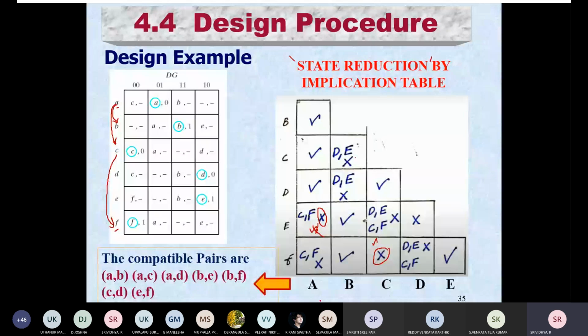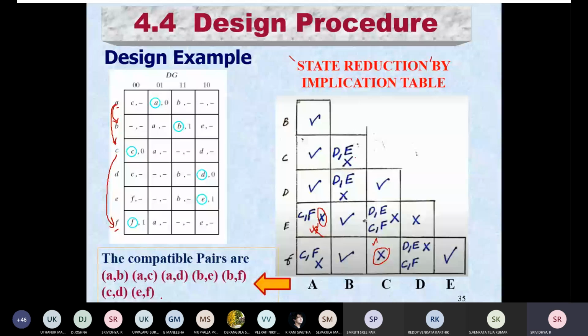So now we'll be taking A comma B, A comma C, A comma D, B comma E, B comma F, C comma D, and then E comma F. How many ticks are there? 1, 2, 3, 4, 5, 6, 7. So that many compatible pairs should be written. So 1, 2, 3, 4, 5, 6, 7.